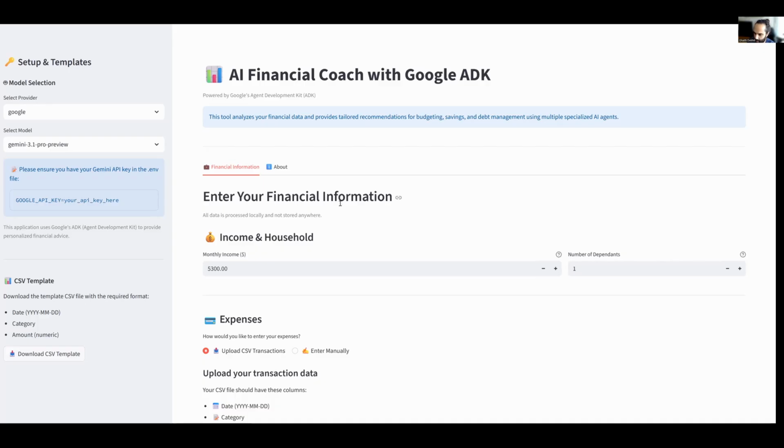So this is how our application looks. I will put the link to the source code in the video description. So in our application, we can select the provider. As you see here, it can be Google, Anthropic, or so on.